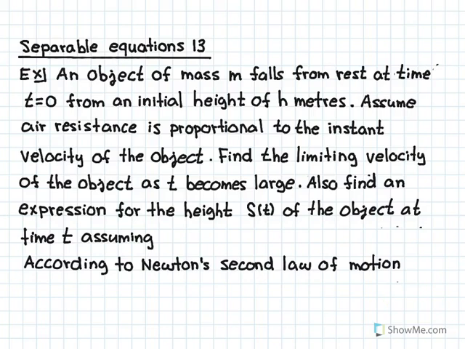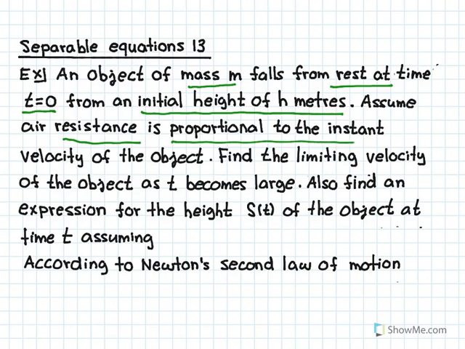In this video, we're going to look at another example of separable differential equations. An object of mass m falls from rest at time t equals 0. That means the initial velocity is equal to 0 because it's falling from rest, from an initial height of h meters. That means the initial height of the object is h meters above the ground. Assume that air resistance is proportional to the instantaneous velocity of the object.